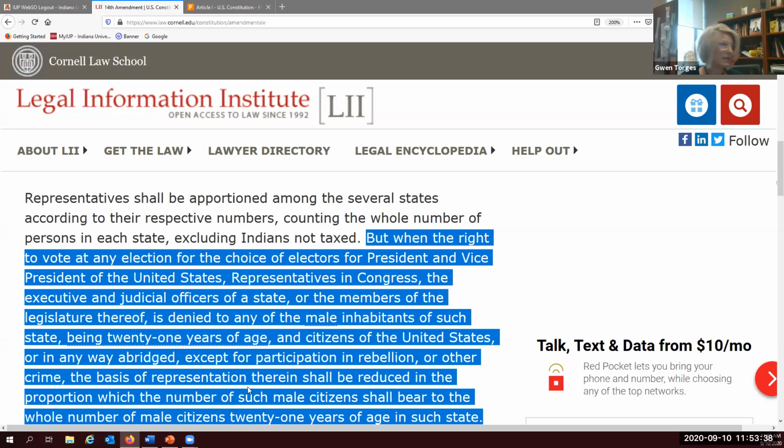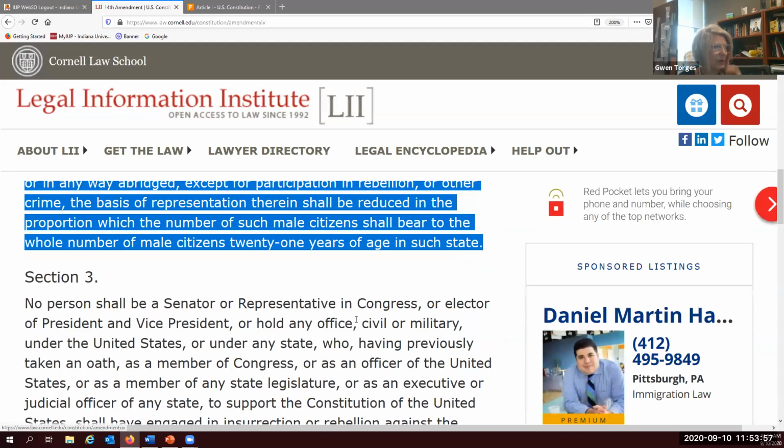So that's fine, states. Yes, the Constitution says you get to set the rules about who votes, but we're thinking that maybe if you can't count them in terms of representation, then maybe that will be some sort of motivation to let everybody vote.